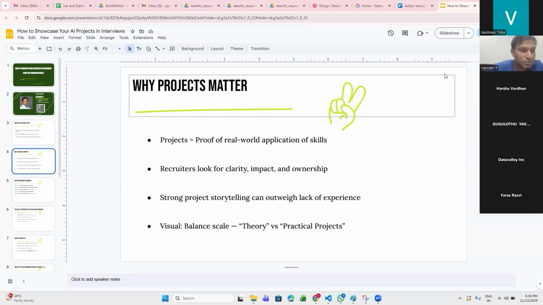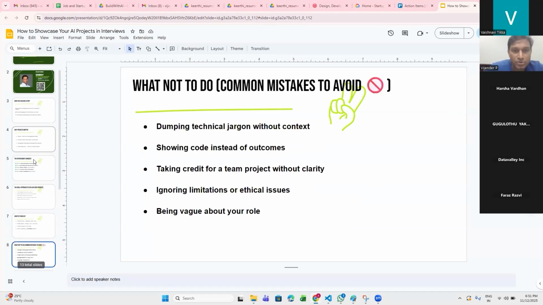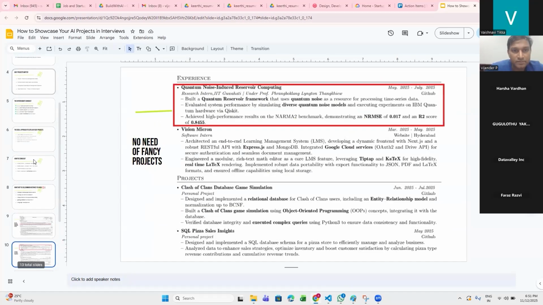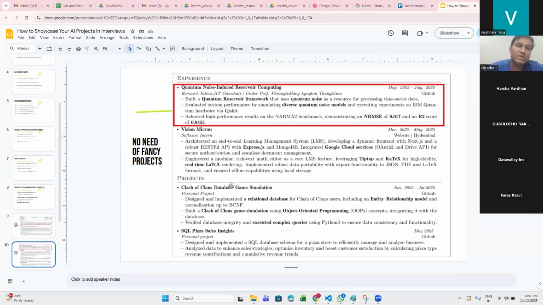Okay. So I'll just show you one of the resumes which I interviewed recently. So this is one resume which I have seen, where the candidate talks about quantum reservoir computing, correct? So I don't know, some quantum reservoir framework uses quantum noise as a resource for processing time series data. So honestly, I don't understand what's going on here. Okay, I've not worked on this, right? Maybe that candidate has done something, but when I asked to explain it, she was not able to explain it, right? Probably again, this is one of the don'ts, okay, where people just put some fancy projects which they can't explain clearly, correct?